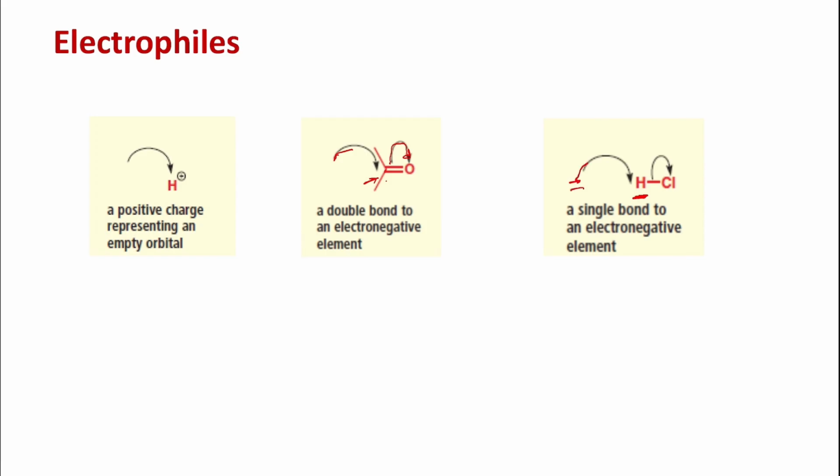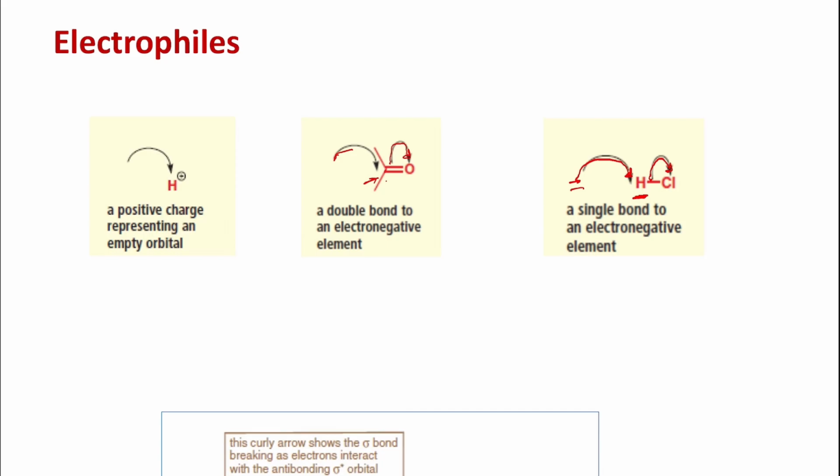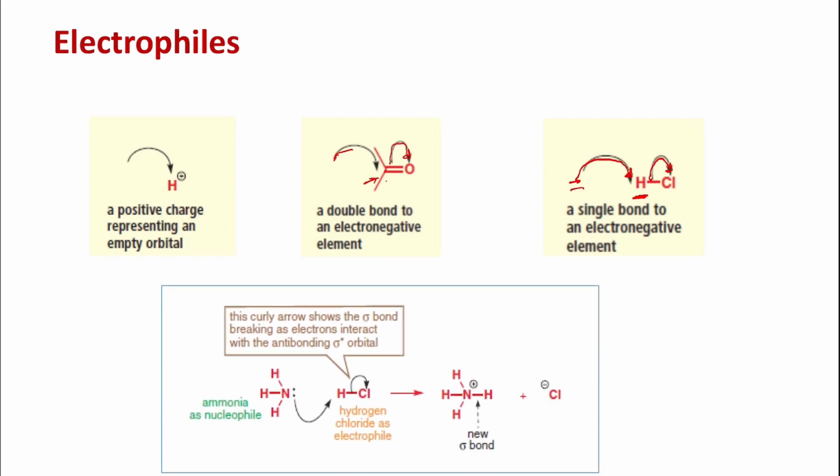So these curly arrows will show the movement of the electrons here, the movement of electrons from the nucleophile toward the electrophile. And then if a new bond is formed, another bond has to be broken, unless your compound is charged.